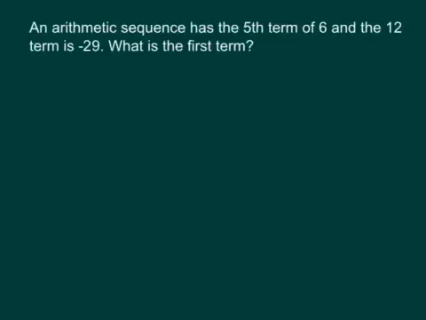Okay, here's our next question. An arithmetic sequence has the fifth term of 6 and the 12th term is negative 29. What is the first term? So if we think through this, we can say that the fifth term, t of 5, is equal to 6 and that the 12th term is equal to negative 29.